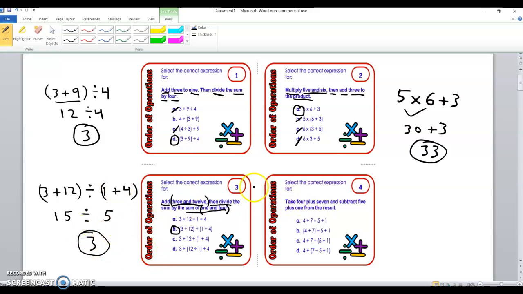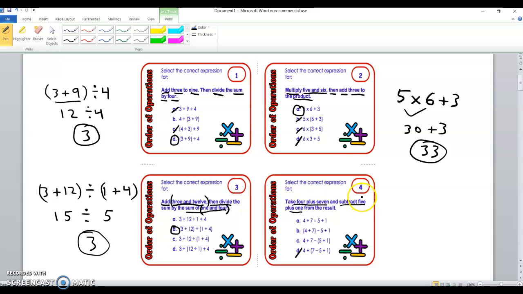All right, then last one. Take 4 plus 7 and subtract 5 plus 1 from the result. So we have 4 plus 7 here. D is not going to be our answer because we need to have 4 plus 7 together, but this 7 is grouped with the 5 and the 1. Really we need to add the 4 plus 7, and then we're subtracting 5 plus 1 from the result.